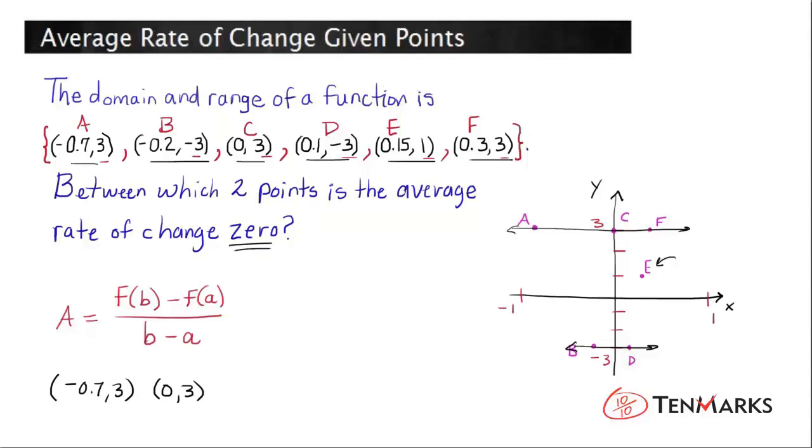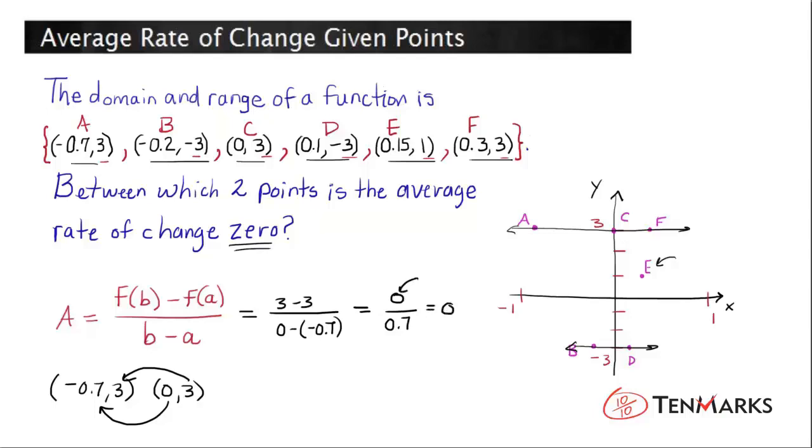Now let's just plug these points into our formula. That's going to give 3 minus 3 on top, and 0 minus negative 7/10 on bottom. That simplifies to 3 minus 3 is 0, and 0 minus negative 7/10 is just 7/10. It doesn't matter what's on the bottom as long as it's not a 0. As long as we have a 0 on this top, the whole thing is going to simplify to 0.